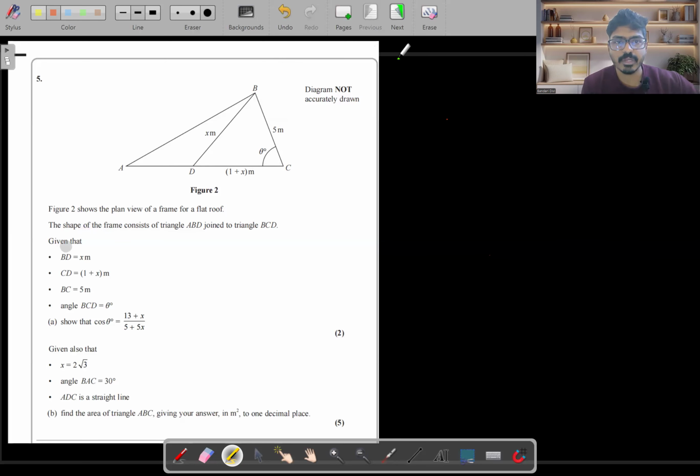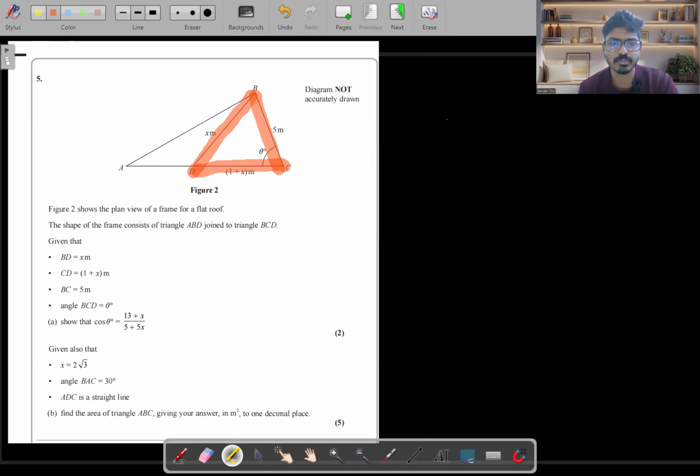Given that BD is x centimeters, so the length of this is x centimeters, and the length of CD is given to be x plus 1 centimeters, and also BC is given to be 5 centimeters. So they are talking about the triangle BCD in the first part of the question. This is the angle theta they are talking about, and we don't know the angle. We need to show that cos theta is equivalent to (13 plus x) over (5 plus 5x).